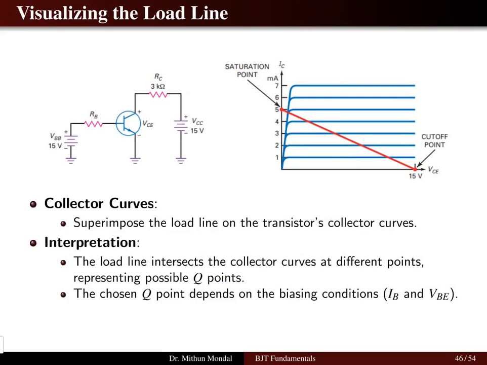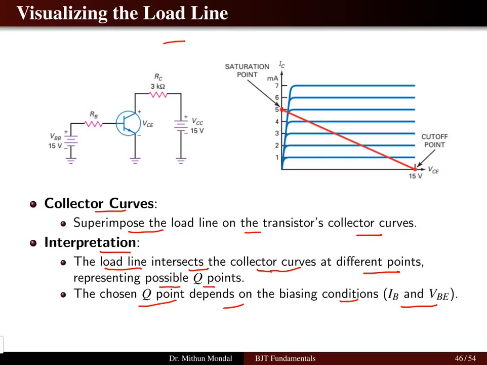Now if we visualize this load line, that is, superimpose the load line on the transistor collector curve, the interpretation that we do is basically that the load line will intersect the collector curve at different points representing the possible Q points. So the chosen Q point depends on the biasing conditions at which IB and base to emitter voltage is there.